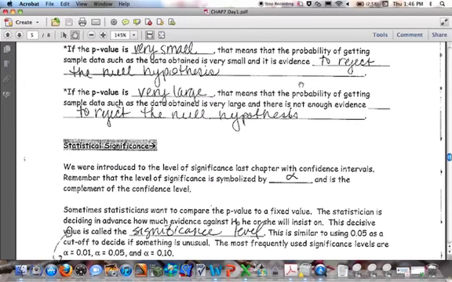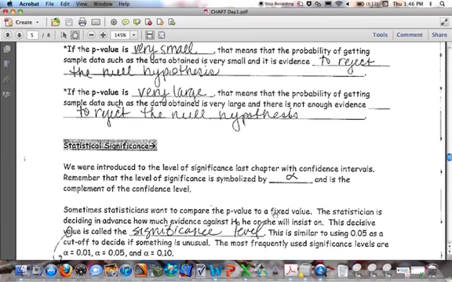Your probabilities, just like previously, can be anywhere between 0 and 1, and you need to sometimes decide, well, how much am I willing to tolerate? So if I got a p-value of 9%, is that enough for me to say that that's very small or very large? Sometimes in those gray areas, a statistician might decide in advance that they're only willing to tolerate a certain level. So we were introduced to the level of significance last chapter with confidence intervals. It's symbolized by alpha, and it's a complement of the confidence level.